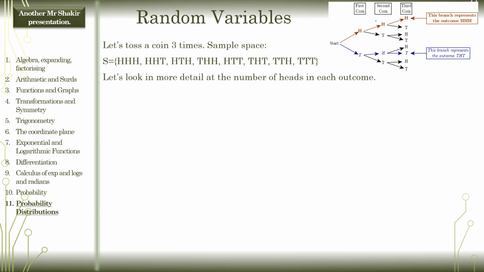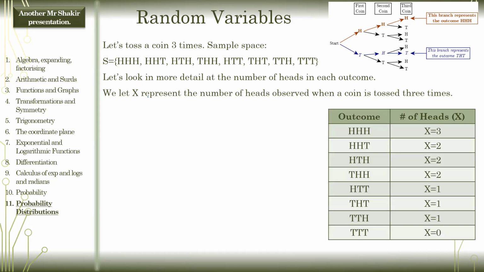So what are we concerned about? Number of heads in each outcome. We don't care about tails, right? We're only looking at the number of heads. We let X represent the number of heads observed when a coin is tossed 3 times. We're only concerned about the number of heads. Keep that in mind. It's important. So X is a random variable, and we'll get to that in a second.